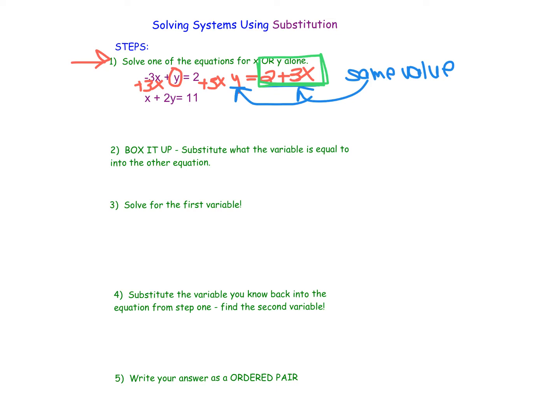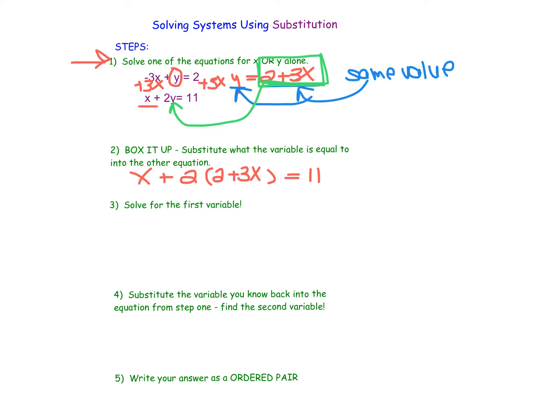So I'm going to box it up and say, well, y and 2 plus 3x are the same thing, and I'm going to substitute it in for y in this second equation. I'm going to rewrite the second equation, and as I do that, I'm going to replace y with what it's equivalent to, which is 2 plus 3x. So here we have x plus 2, and I'm replacing y with something it's equivalent to, which in this case is 2 plus 3x. And notice I'm putting it in parentheses there to say this is all going in place of y.